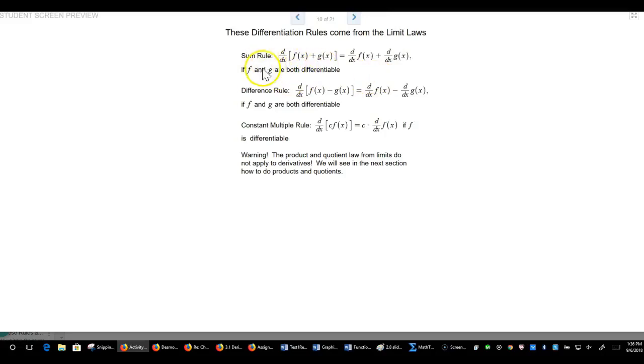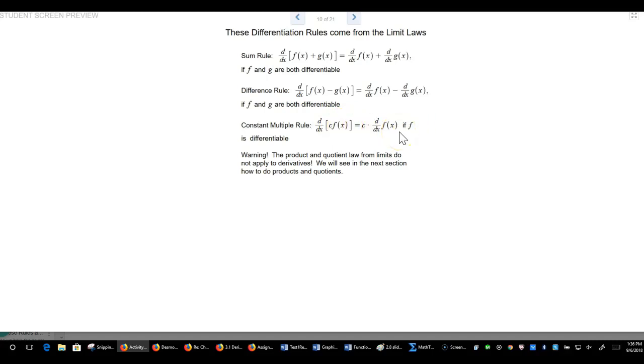We also have a sum, difference, and constant multiple rule with derivatives like we did with limits, and that's actually why. That's where they come from. So the derivative of the sum is the sum of the derivatives, if each of these derivatives exist. Likewise with the difference. The constant multiple rule tells you that you can factor out the constant and just take the derivative of the function.